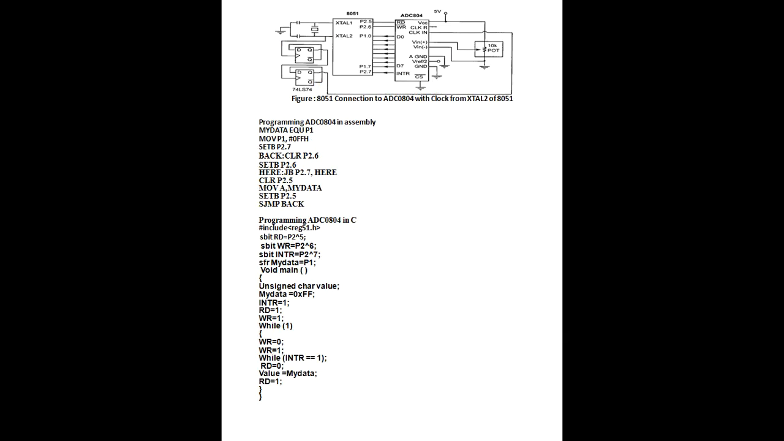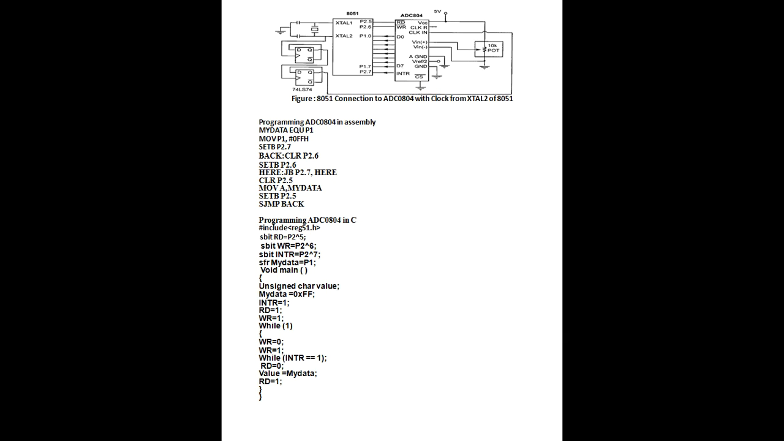How are you going to interface the ADC with the 8051? You can see in the diagram; you have to draw this one. Then, how to write the program for the ADC 0804 to convert your analog signal into digital signals. Here you have to take data: my data equivalent to P1. You will get the data from the P1 port, and that is stored into my data.